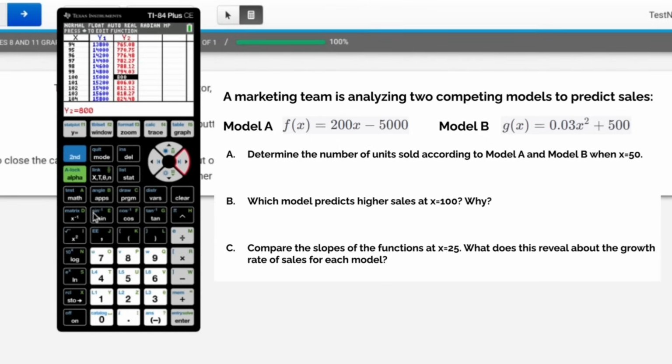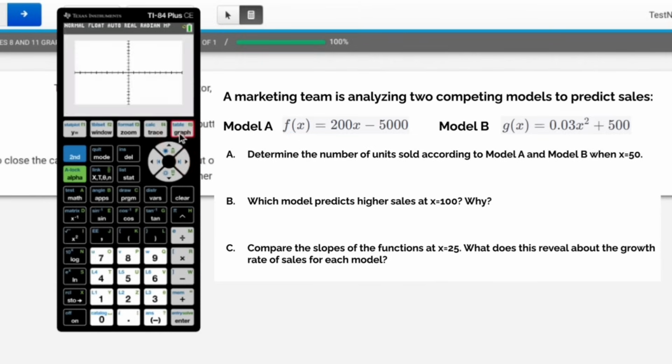Compare the slopes of the functions at x equals 25. Well, if I hit graph, I get to see both, but I really don't see much of anything. So let me zoom out, zoom three, enter. There's one. Zoom three, enter. So I'm not really seeing a good picture here, not at all. So this is what I want to do. I want to get a really good view of each of these. So I'm going to hit window. I care about what happens at 25, and I want to compare the slopes.